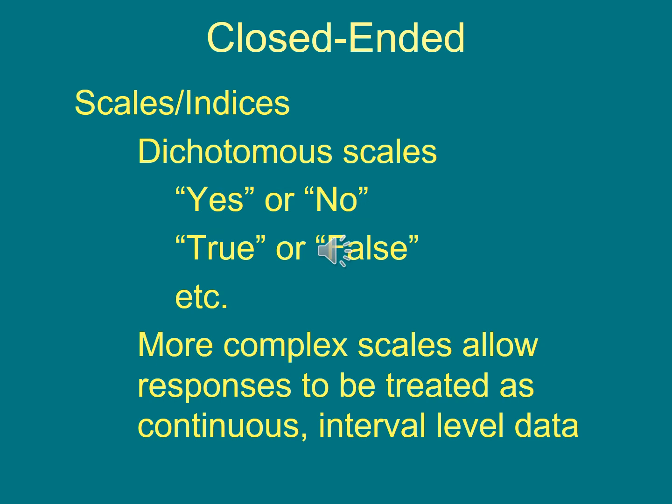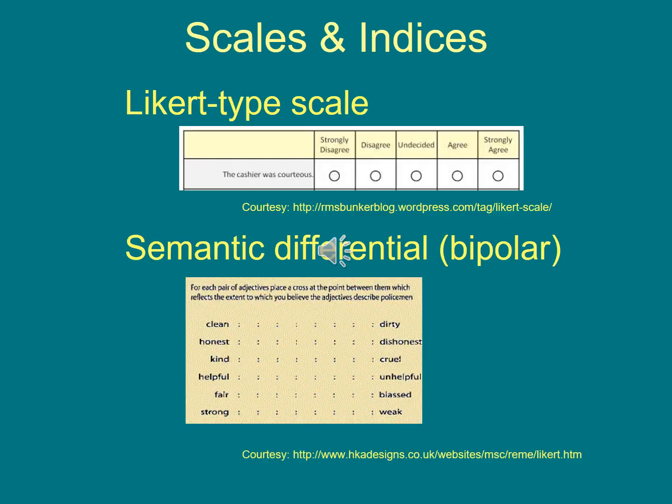Close-ended questions are basically indices or scales. The simplest are just dichotomous scales requiring an answer of yes or no, true or false, etc. There are only two possible choices. These are basically nominal or categorical data. It's either the thing is or the thing is not. However, more complex scales allow responses to be treated as continuous interval level data. There are a variety of these more complex scales.